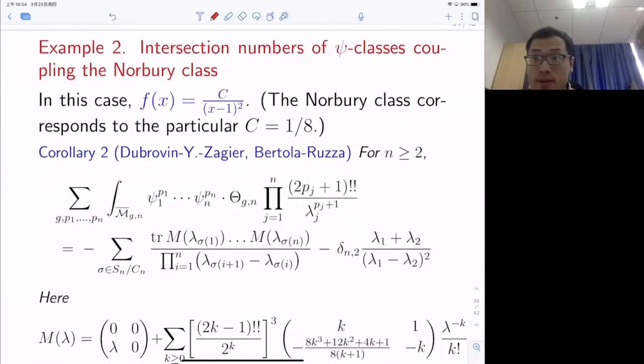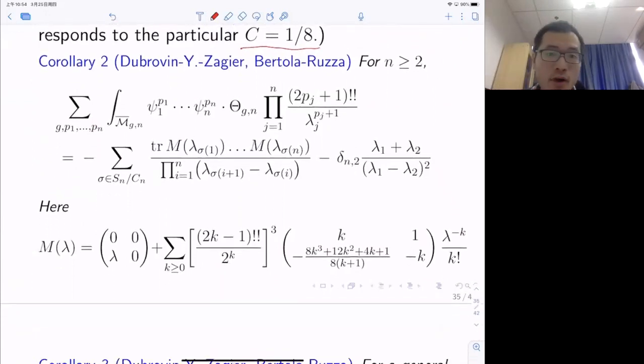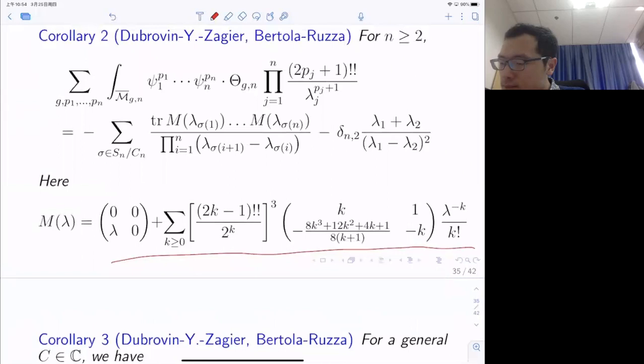This example is about the Norbury class. For the c equals 1/8 case, which we mainly consider, the generating series of psi classes with the coupling Norbury class equals this, and now M becomes this matrix. Again, you can do large genus asymptotics of certain theta class intersection numbers, because the formula is in all genera.